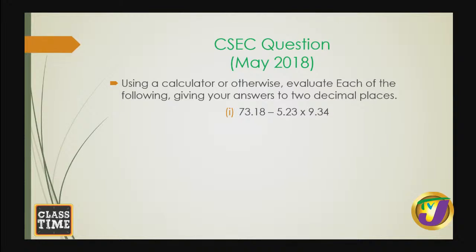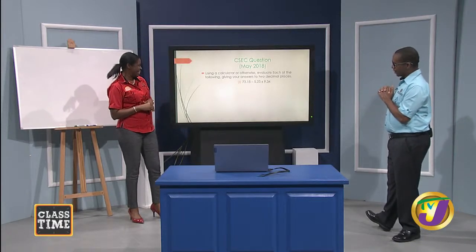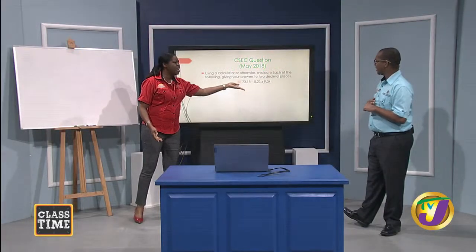I'm sure you're familiar with this question. You have seen them regularly on your papers. Here we have 2 operations and we're being asked to use a calculator or otherwise evaluate each of the following, giving your answers to 2 decimal places. I'm thinking these people at CSEC are trying to trick some of our students. Why is that? Because initially, before we learned about order of operations, we would just think about subtracting that 5.23, because subtraction comes before multiplication. But we know better.